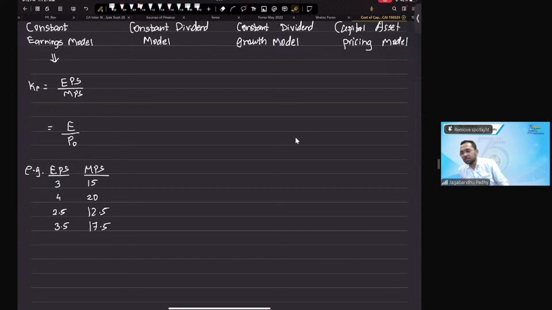How much return are the equity shareholders expecting? See, when the EPS was declared to be 3, the market price was trading at 15. So EPS was 20% of MPS. And that 20% rule is applicable in each of these cases, in every one of these cases, right? So if I ask you, what is the cost of equity from here?